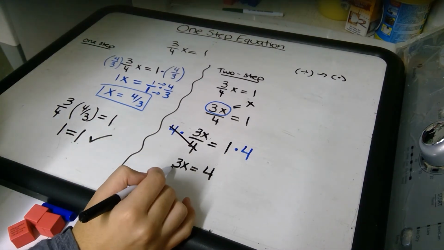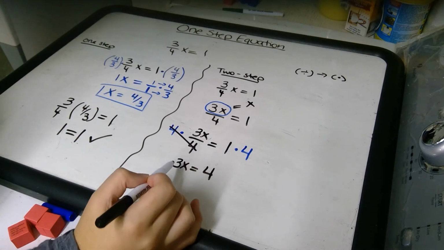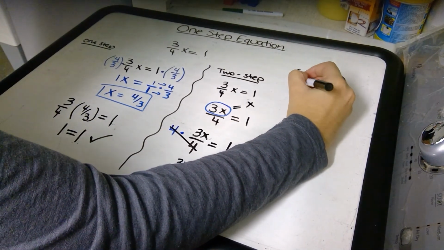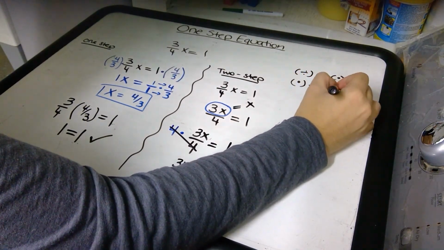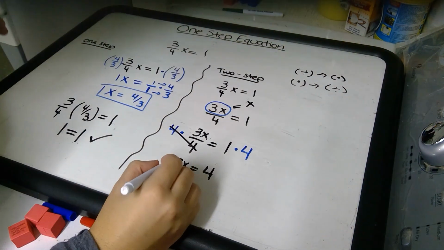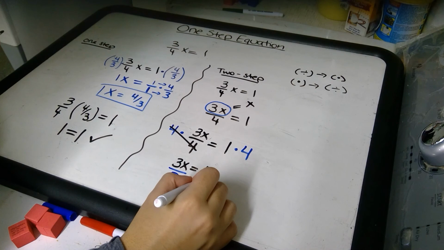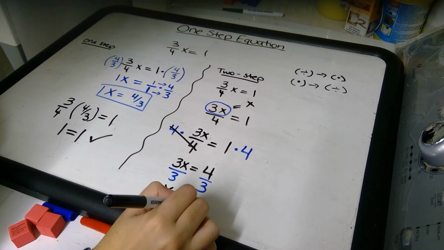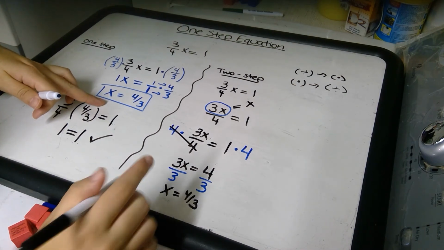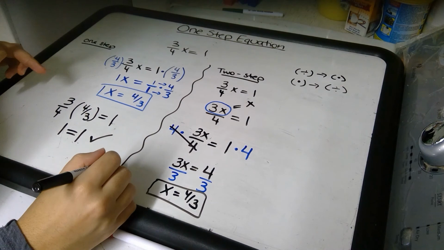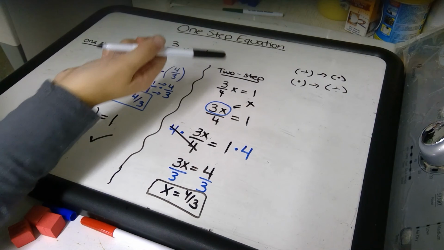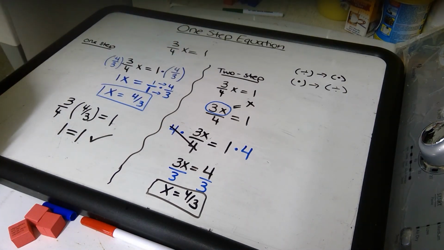Now here, is x by itself? No, right? What is going on between 3 and x? Multiplication. And remember, the opposite of multiplication is division. So in this case, we have to divide by 3. So we divide both sides by 3. And we get x equals 4 over 3. That's the same answer that we got here? Yes. So both methods are correct. You could either use the 2 steps or the 1 step. They both are going to give you the same answer.